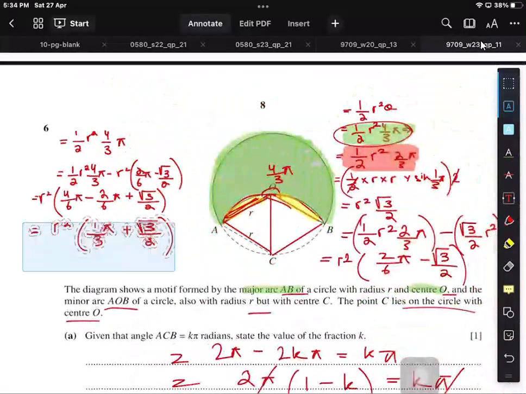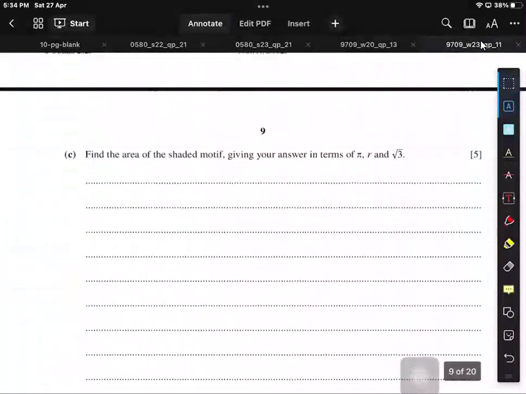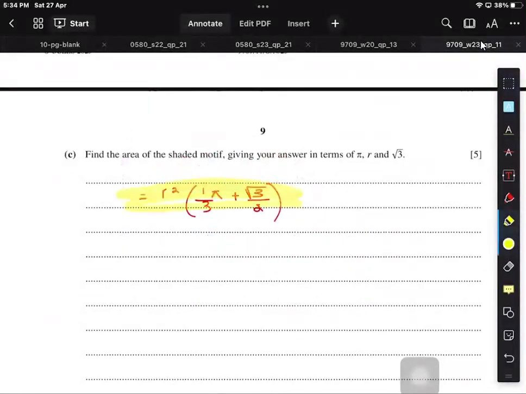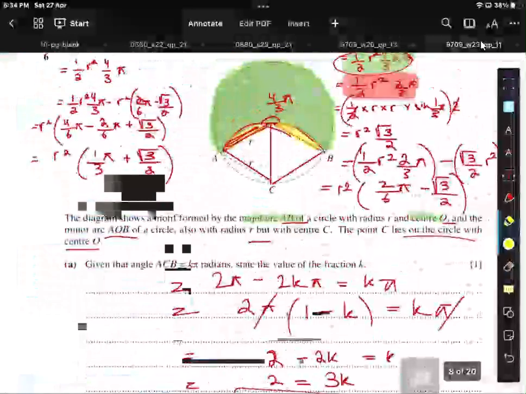I'll just copy my final answer and paste it over this. So this is 5 marks. That's what you had to do for the 5 marks, and that's it. That's a correct answer, okay? That's your shaded region.